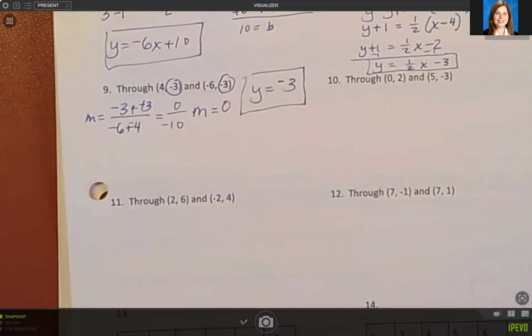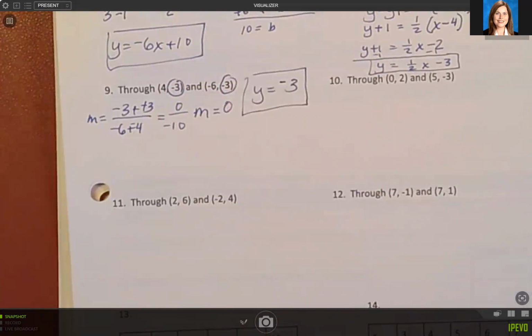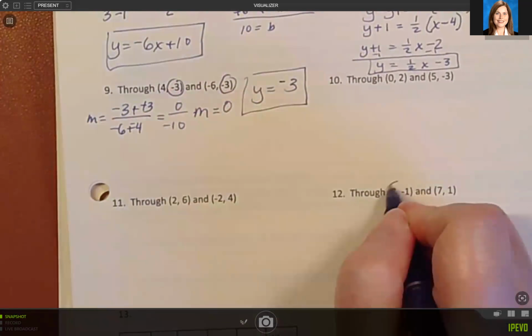Okay, and so now I'm just looking ahead and I notice number 12, the equation of this line. What's the equation of this line going to be?